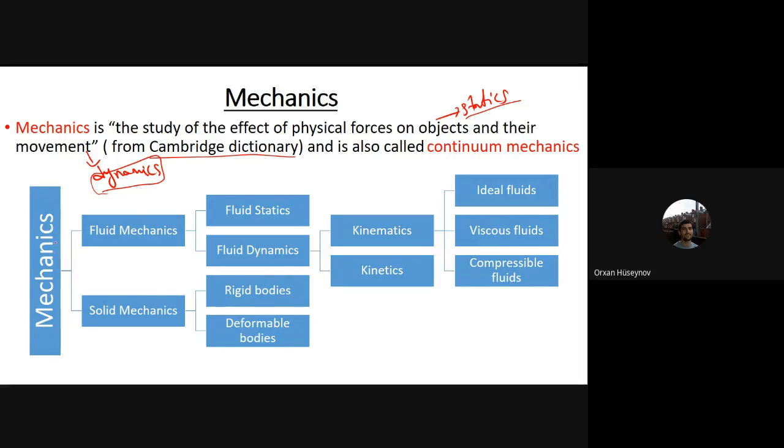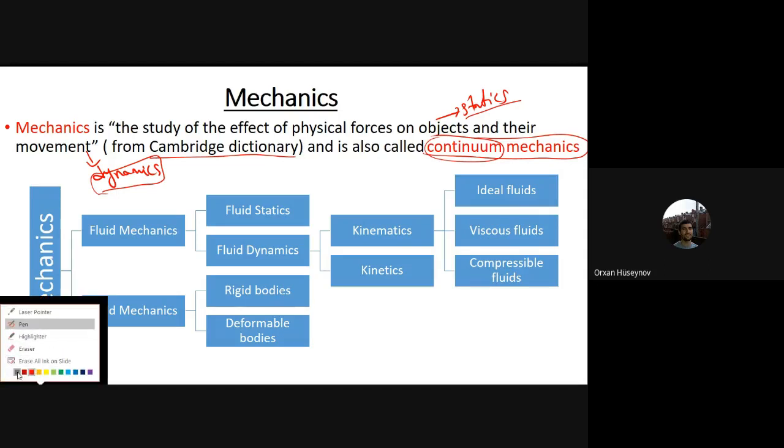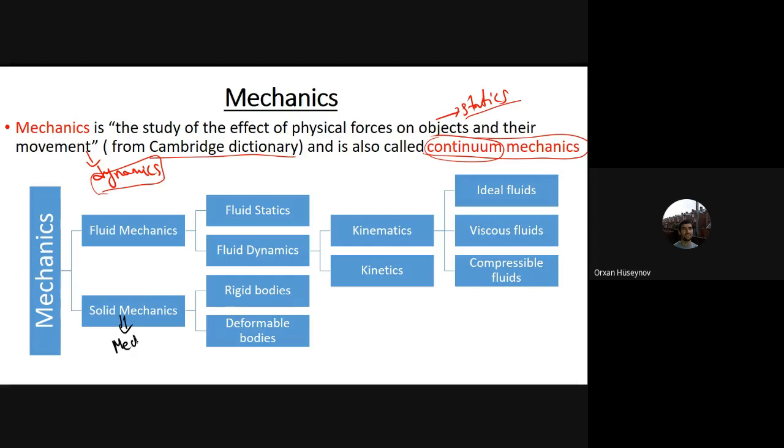And then another name for mechanics is continuum mechanics. You will see the meaning of continuum in our next slides. And mechanics is divided into 2 parts. One is fluid mechanics, the other one is solid mechanics. And in solid mechanics, as a part of it, you also see the mechanics of materials, or strength of materials. The strength of materials is under the topic of solid mechanics.